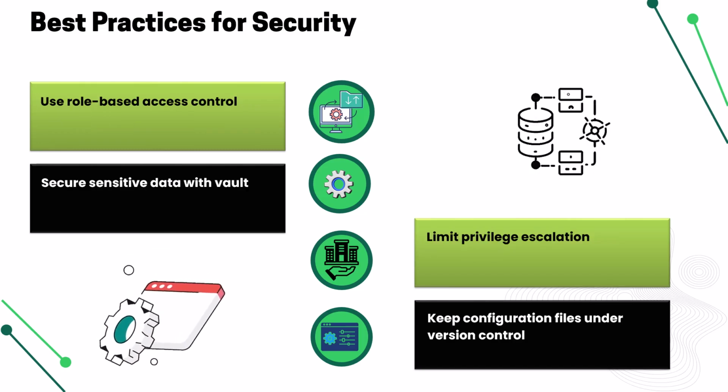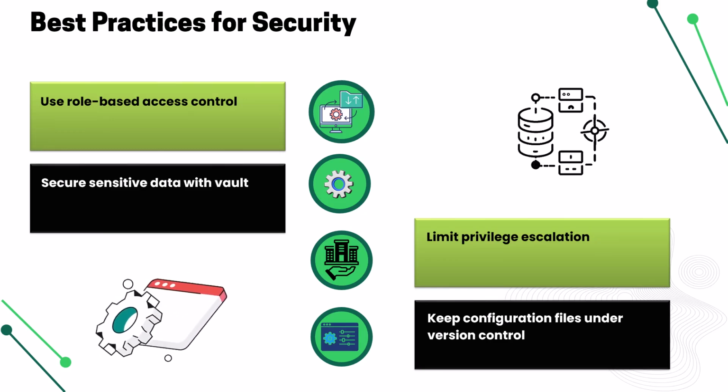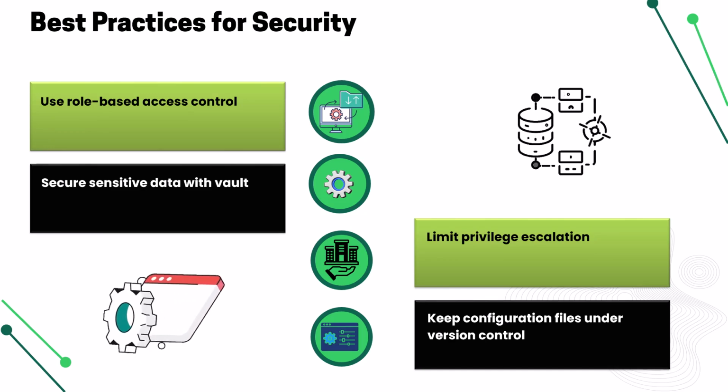Security isn't just for secret agents, it's vital for Ansible too. Role-based access keeps power in the right hands, no supervillains here. Encrypt sensitive data with Vault, because leaving passwords in plain text is like writing your PIN on your credit card. Limit privilege escalation. It's about control, not chaos. And finally, version control your configurations. That way, when things go wrong, you have a time machine to sanity.